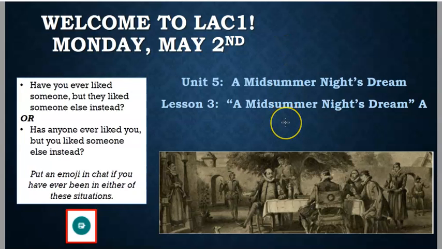And today we are working in Unit 5, Lesson 3, A Midsummer Night's Dream A. Our warm-up. Have you ever liked someone, but they liked someone else instead? Or has anyone ever liked you, but you liked someone else instead? Put an emoji in chat if you have ever been in either of these situations.